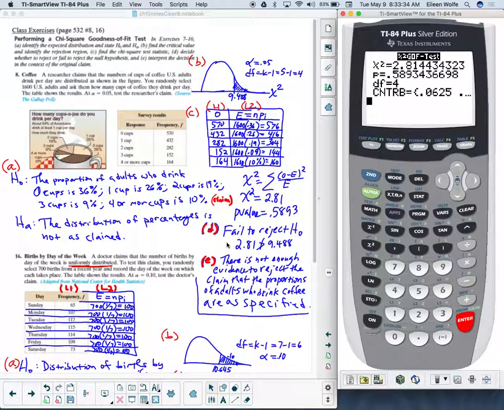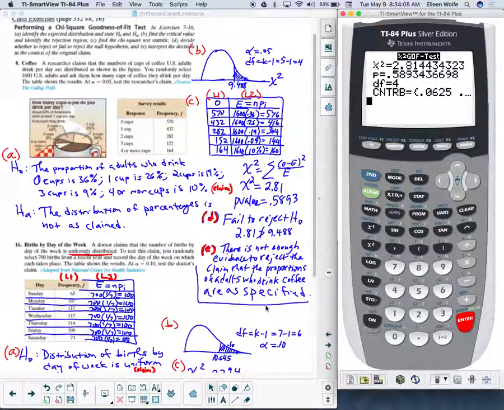So, decision time, that's going to be a fail to reject H0. The 2.81 is not in the critical region, or the p-value 0.5893 is not less than the significance level of 0.05. So there's not enough evidence to reject the claim that the proportion of adults who drink coffee are as specified. Remember the language here: because the claim's H0, we say there's not enough evidence to reject the claim that the proportions are as specified.